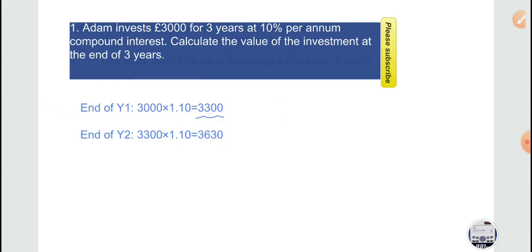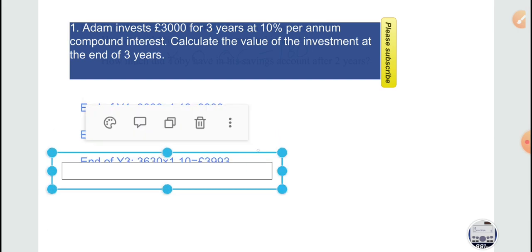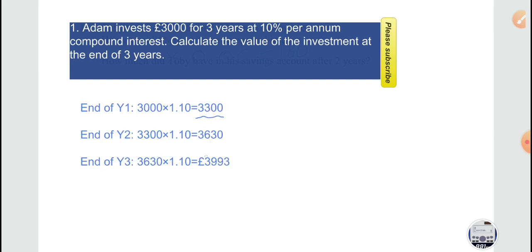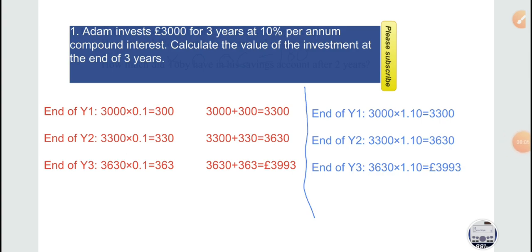So 3,300 times 1.1 is 3,630, and then we're going to times that number by 1.1 again, and that will tell us that the total amount in the bank is 3,993. Now that's a lot quicker than doing it the other way. So just for illustration, I've put them side by side. Can you see, using the decimal multiplier method in blue here is much quicker than using the other method in red here, which is much longer.